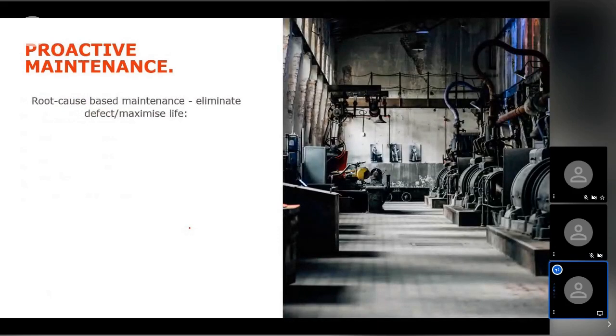If we want to be more proactive, remember I said proactive maintenance is at the top of my tree there. We start to do things like root cause analysis. Eliminate the defect before it even happens. If we do have a defect, figure out why, prevent it happening in the first place, or even better, let's do FMEA, failure mode and effects analysis.